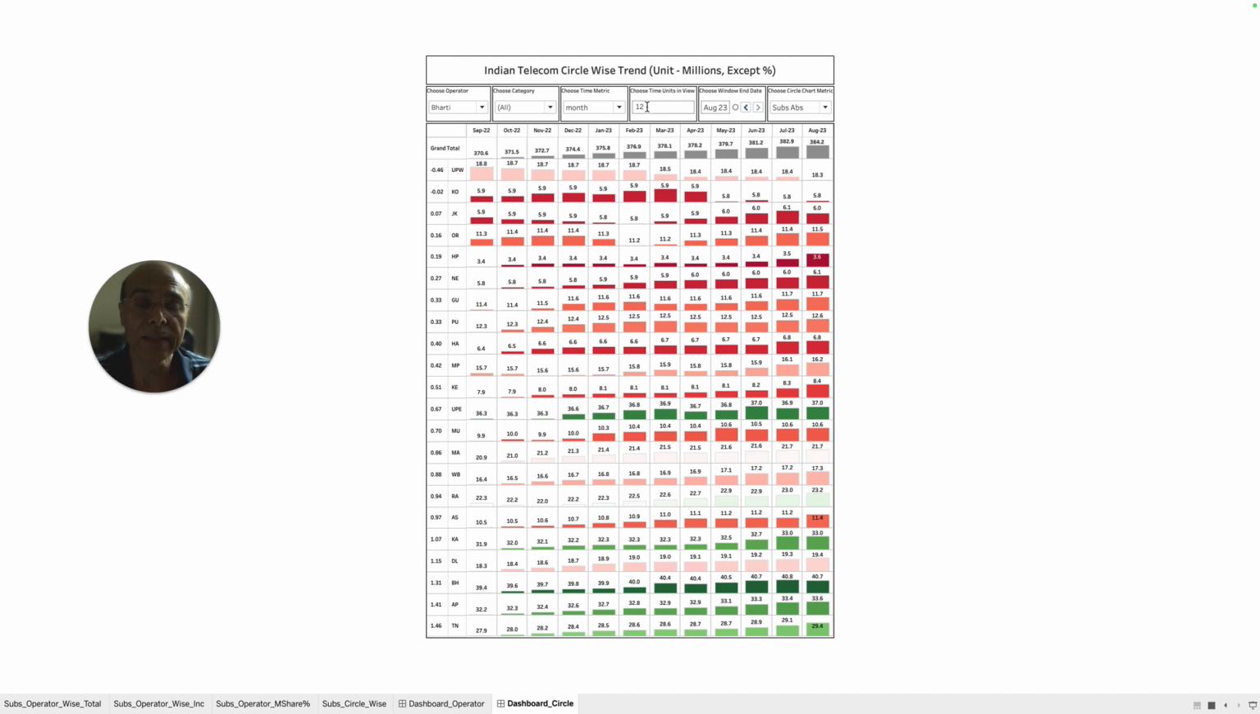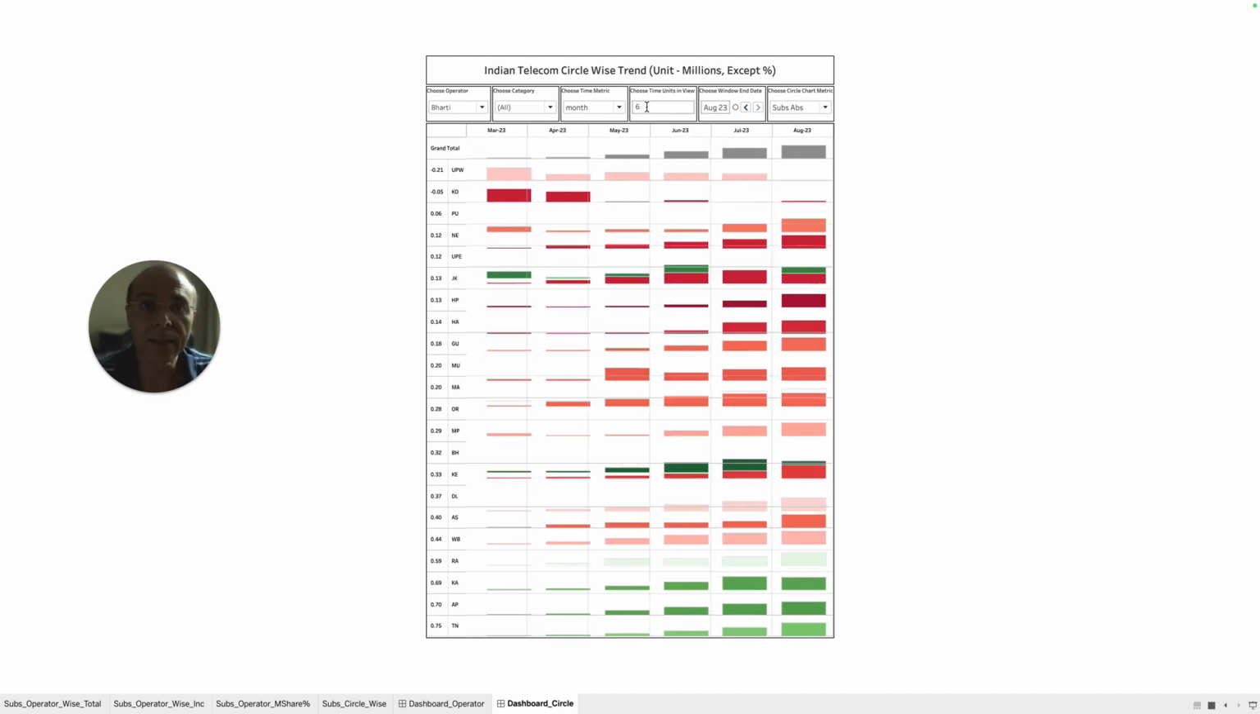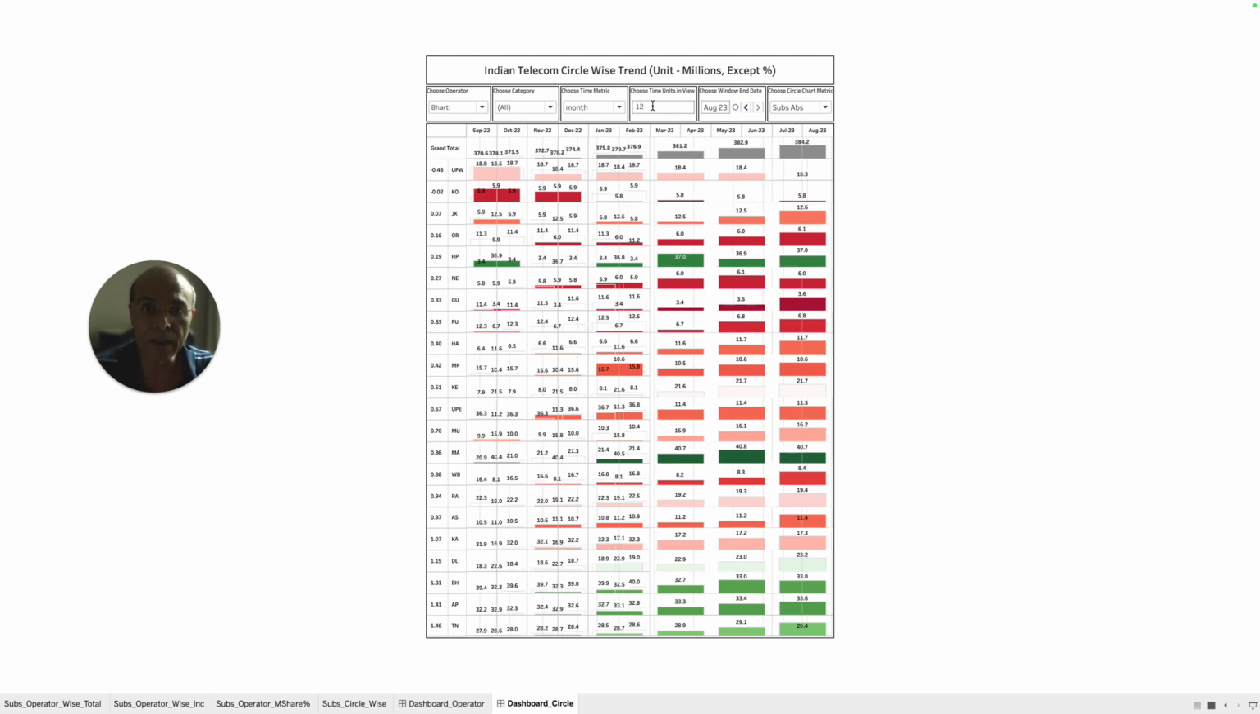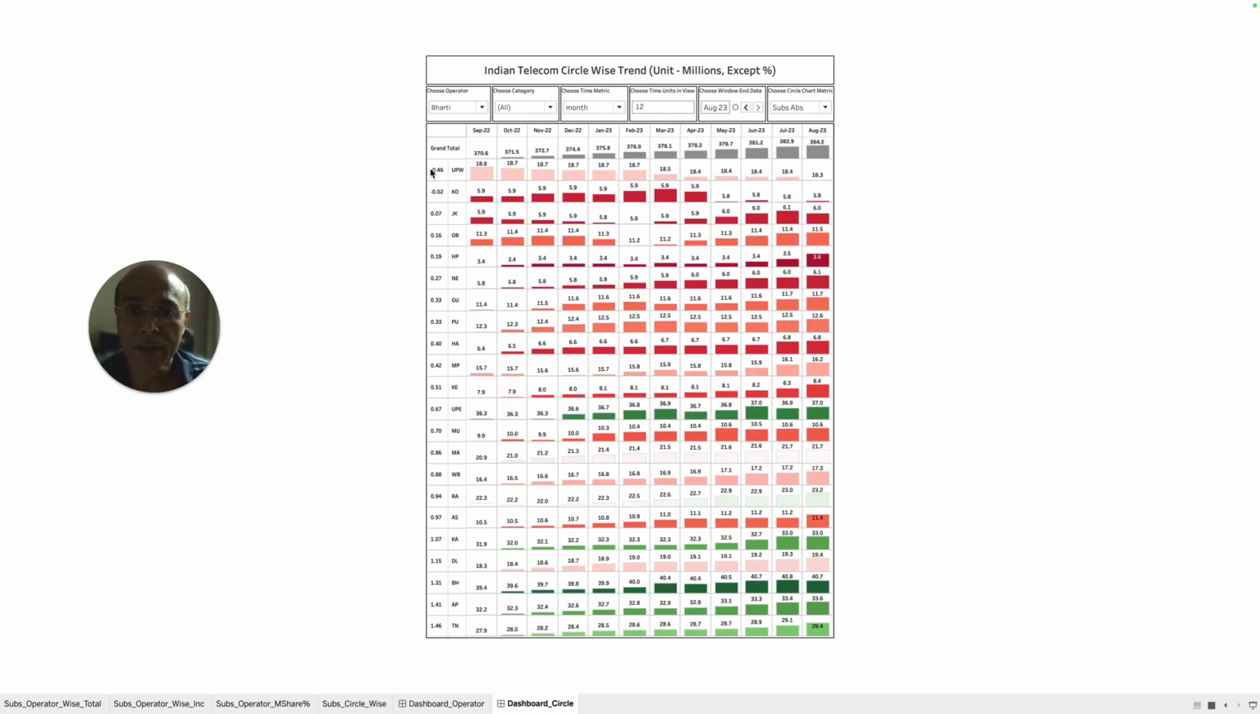So if I take, let's say, let me do 6 months. In 6 monthly, you find that the picture is almost similar in nature. So Bharti has been under attack in UP West, right? Because where the numbers are, it is losing a lot of numbers. In other markets, it has more or less been able to consolidate their numbers.